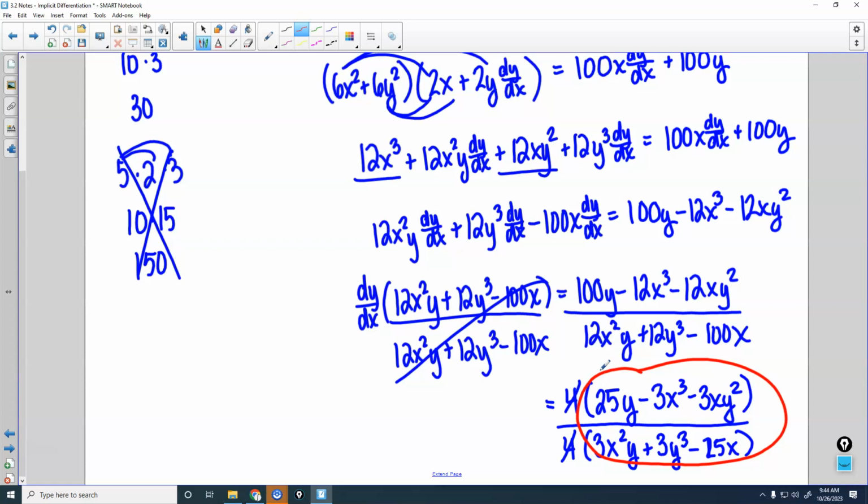Really, there's nothing terribly difficult about that problem, every piece, but there's a lot of room to make an error, right? Because you've got so many different things you have to keep track of.